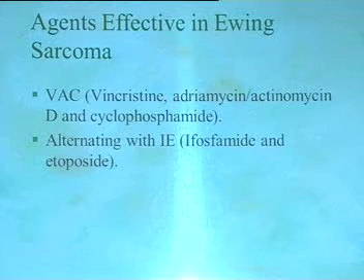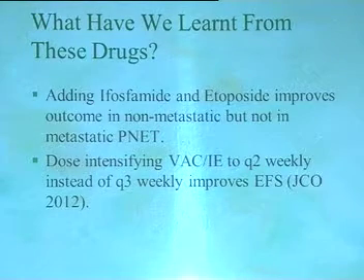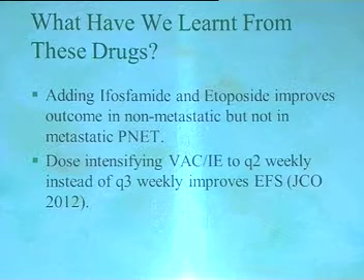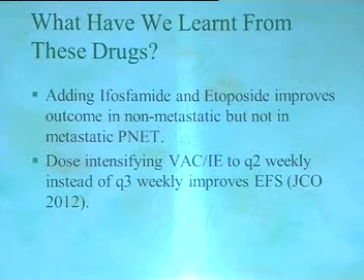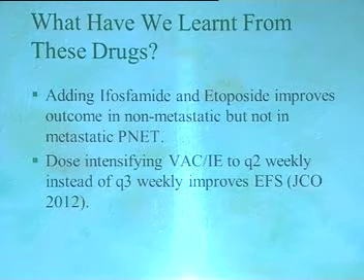Generally what we do is that we start with adriamycin in the cycles, and once we reach a cumulative dose of 375 milligram per meter square of adriamycin, we switch to actinomycin D. The data on adding ifosfamide and etoposide is like this. In metastatic Ewing sarcoma, there is no benefit of ifosfamide and etoposide. In non-metastatic, yes, there is a benefit.